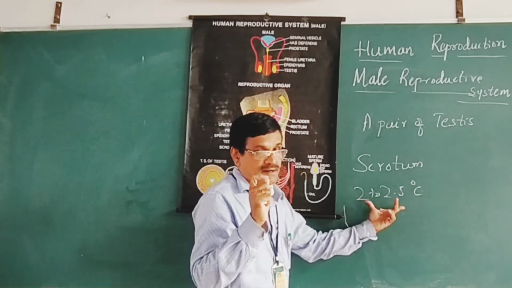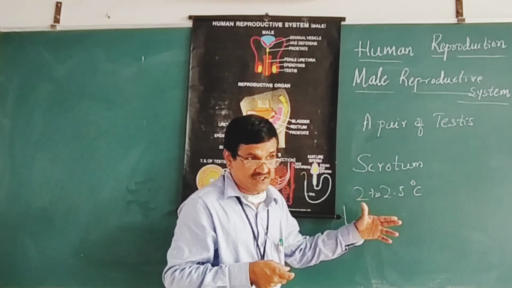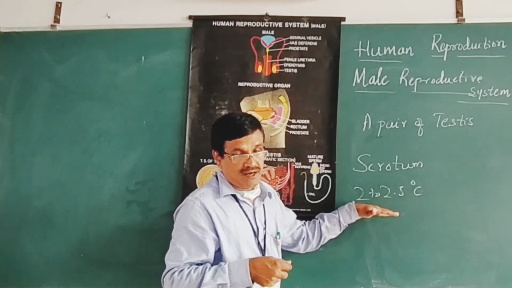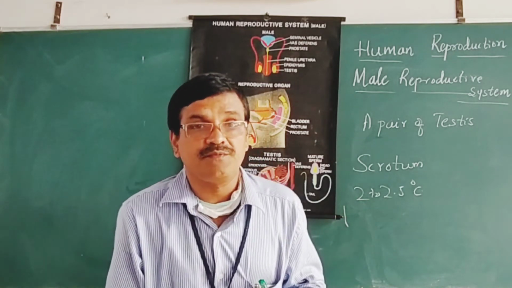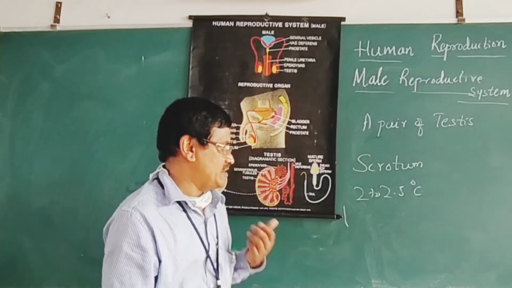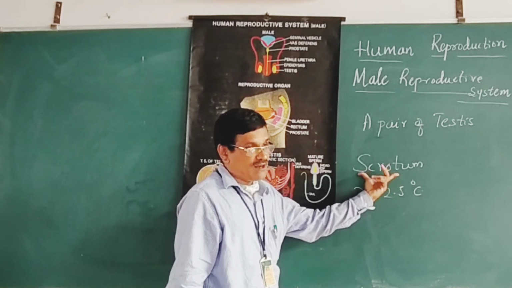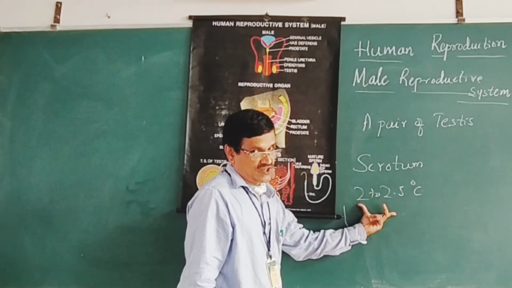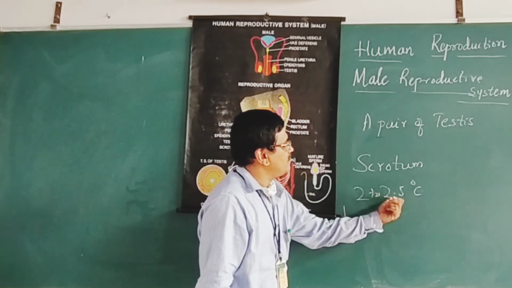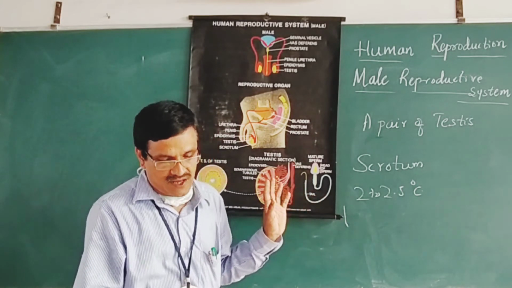If the temperature of the testis is increased above this range, it adversely affects the process of spermatogenesis. It adversely affects the sperm formation. In the human body, the scrotum helps in maintaining the temperature of the testis at 2 to 2.5 degrees Celsius lower.